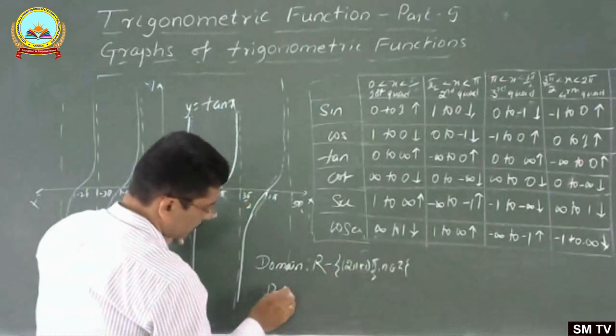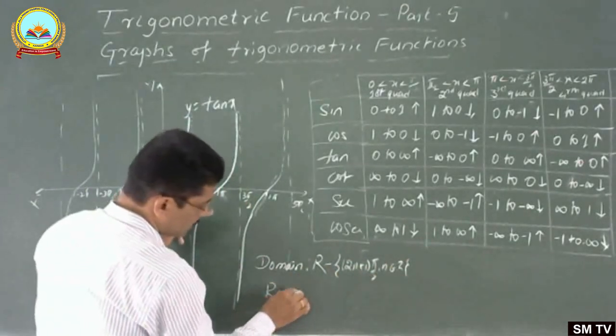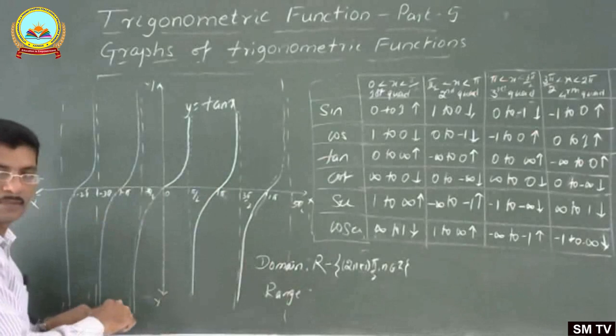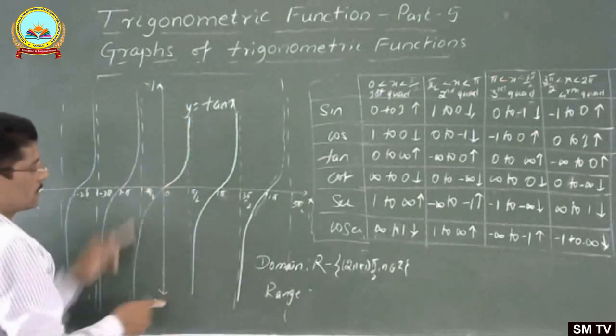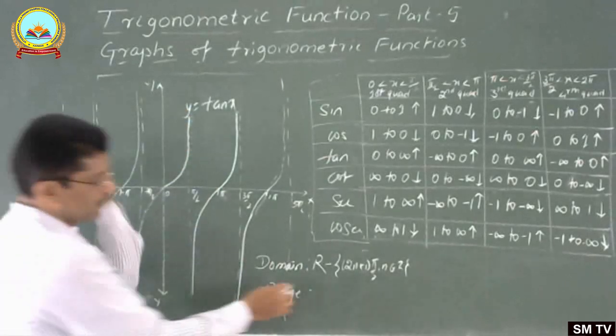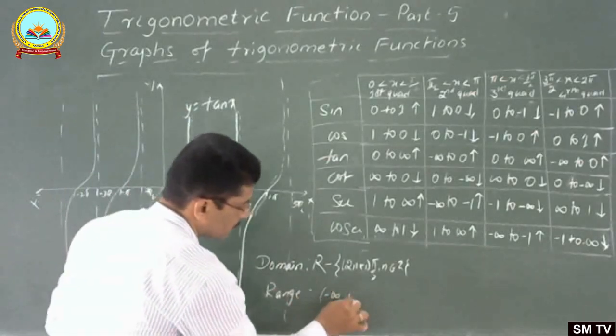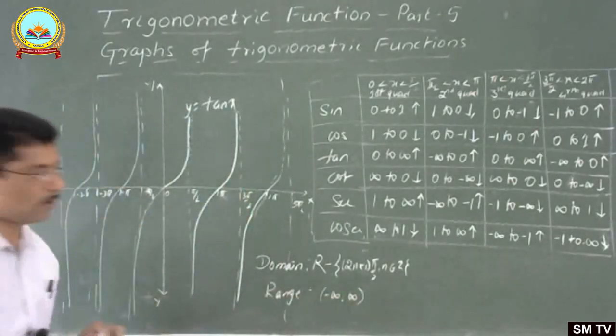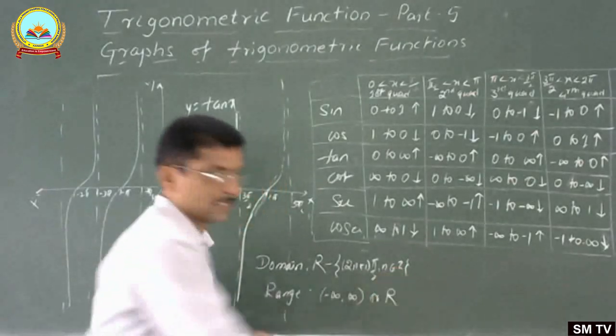What is the range of the tan function? The curve goes between minus infinity and plus infinity along the y-axis. Therefore, the range is the open interval minus infinity to plus infinity, or the set of all real numbers.